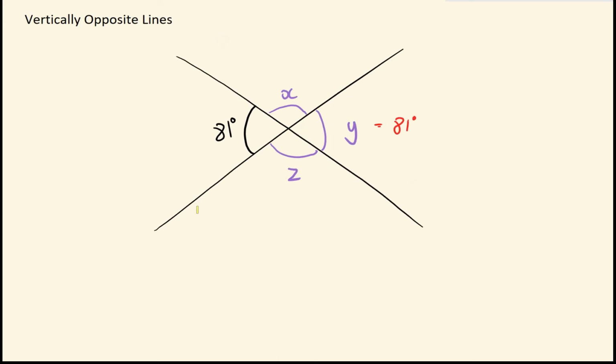How I'm going to do it is, if we look here, we've got a straight line. So therefore these two angles here must add up to 180. We can then solve that by doing 180 take away 81. That will tell me that x is going to be 99 degrees. And then again, we've got another pair of opposite angles, which means z will also be 99 degrees.